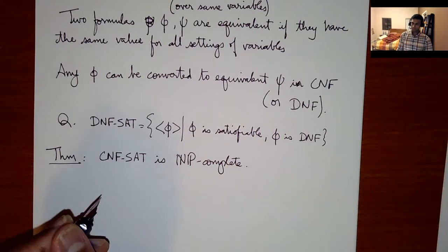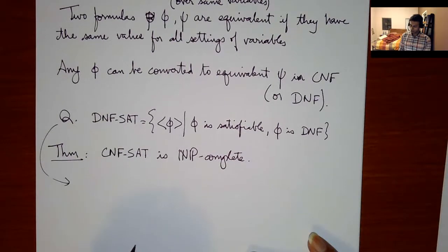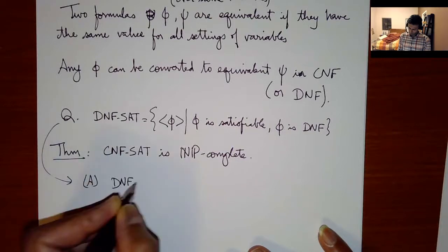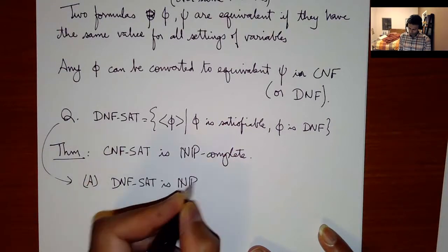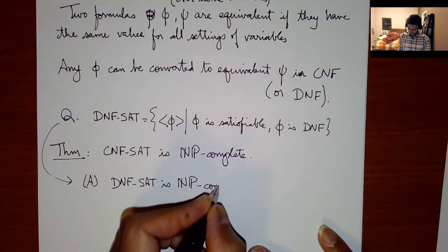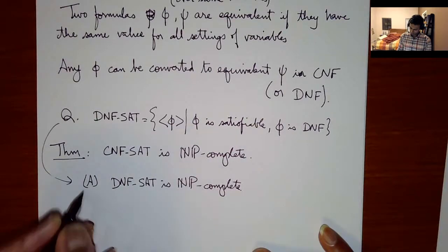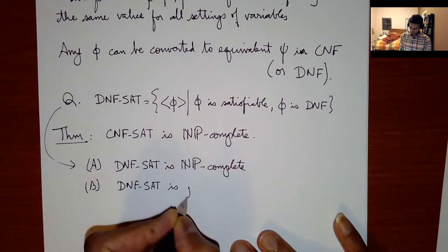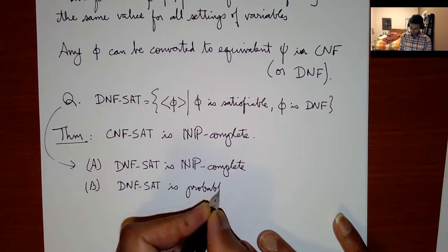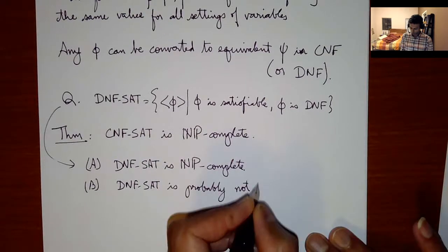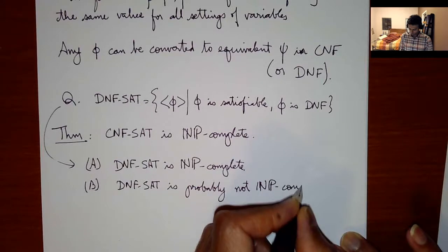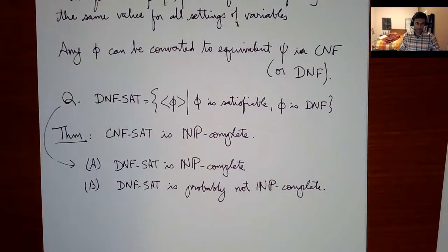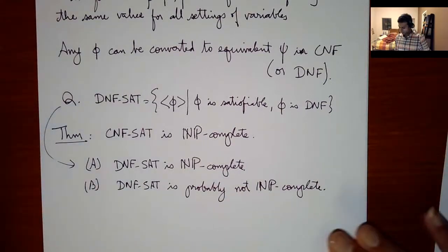My question now, which you have to think about a bit, is whether DNF sat is NP-complete, or DNF sat is probably not NP-complete. The reason I say probably not is because it could be that P is equal to NP and then everything is complete. This is the poll. So think about it.